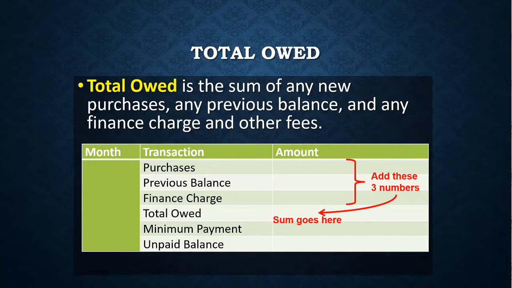The biggest problem that people make when they're doing these problems is they forget the purchases. They'll take previous balance plus finance charge to get total owed, and they forget the purchases. You need to remember that you have to add all three of those to get the total amount owed.